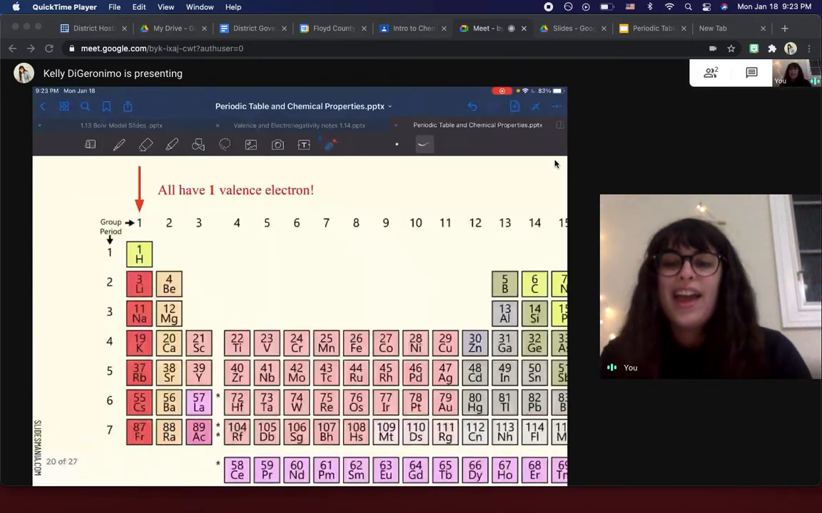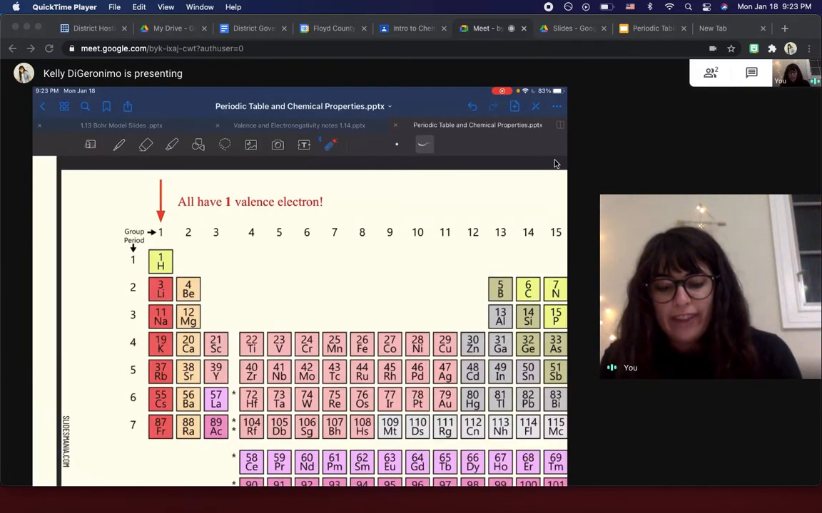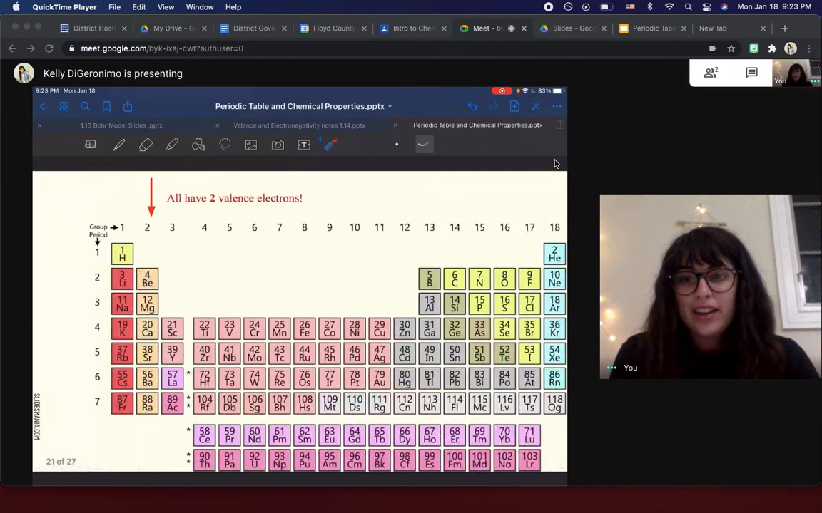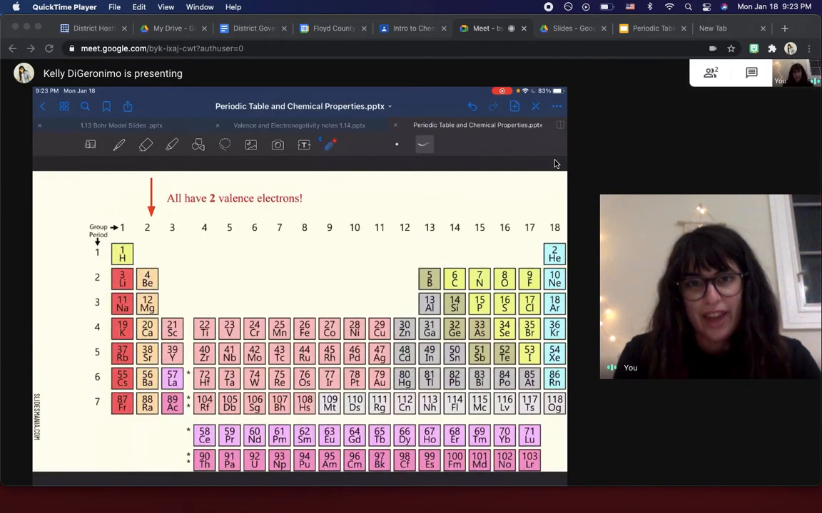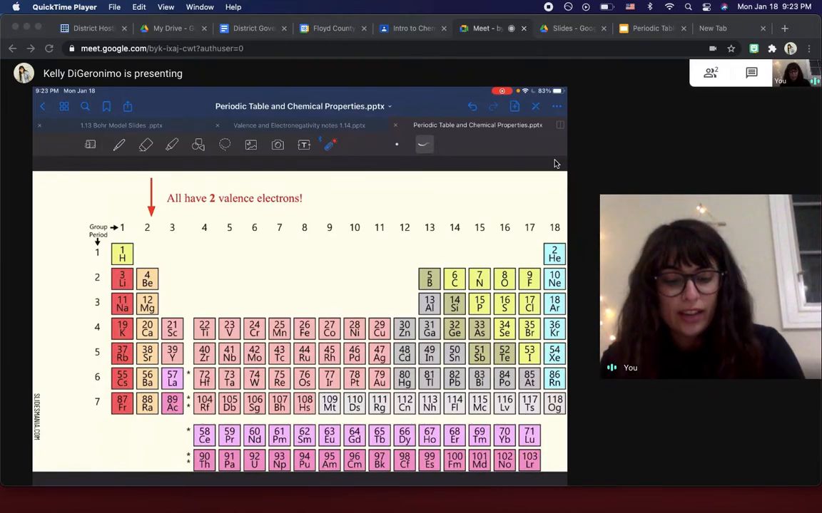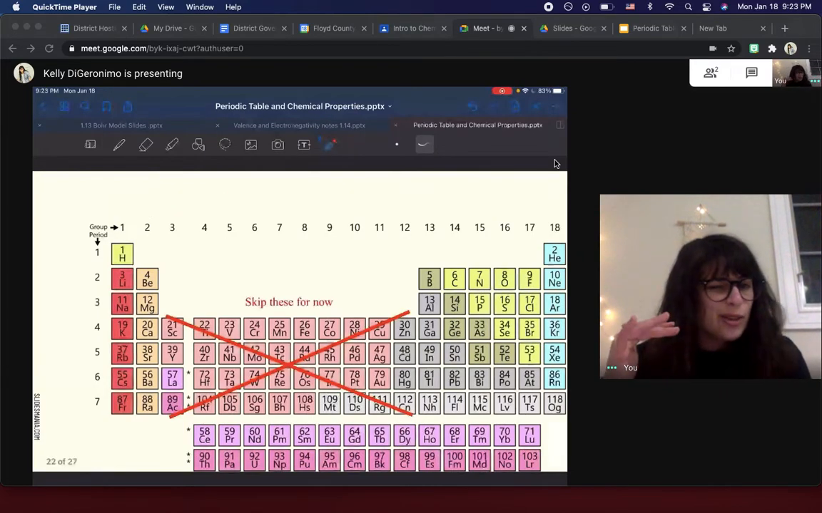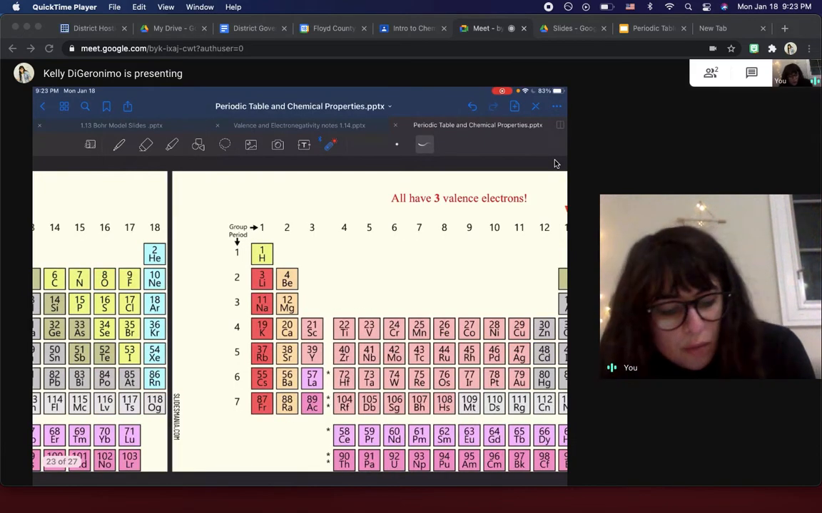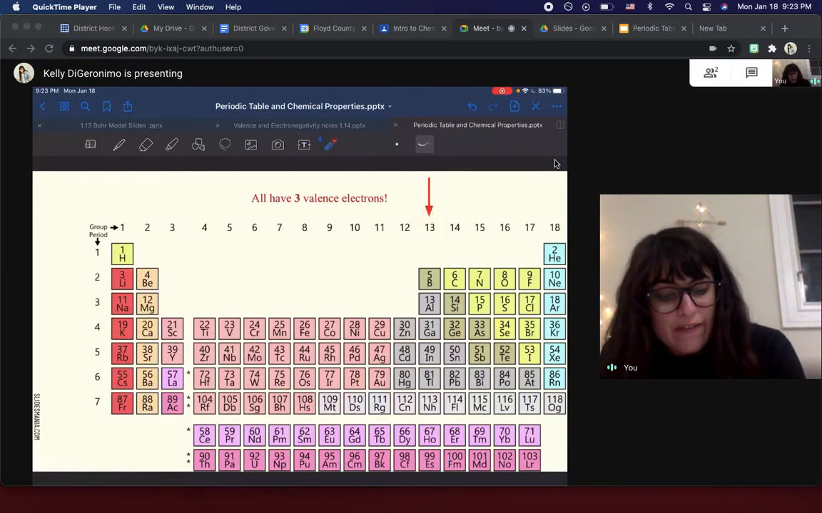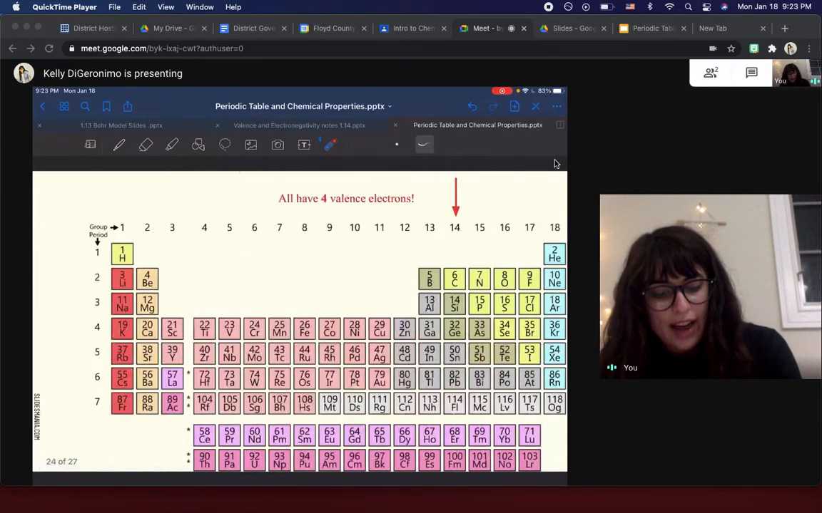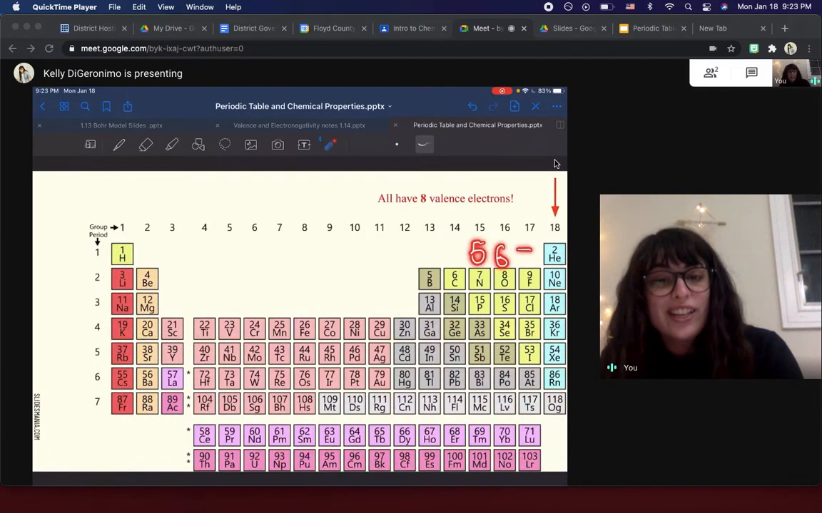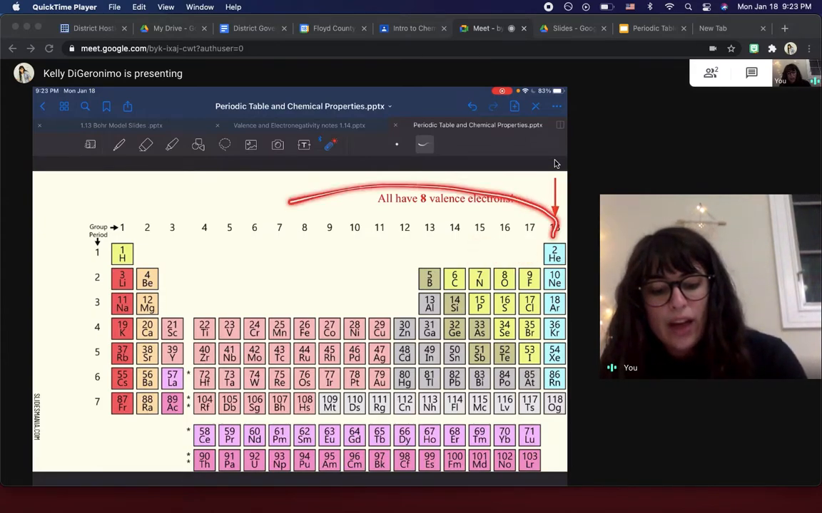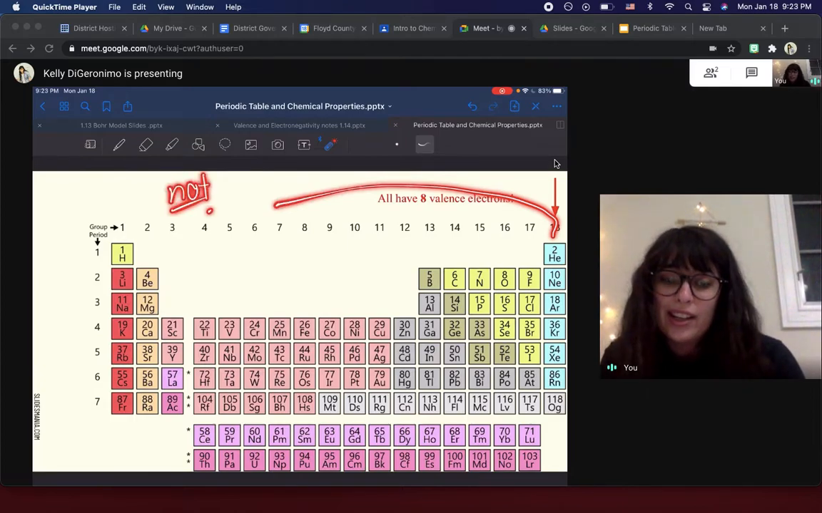So in group 1, every single element has a single valence electron. And in group 2, there are 2 valence electrons in every element. This pattern's going to keep going. Let's take it all the way to the end. Don't worry about the middle. We'll do that later. When you get to group 13, they all have 3 valence electrons. Group 14 has 4 valence electrons. Group 15 has 5, 16 has 6, 17 has 7, and the noble gases, 18, have 8 valence electrons. And remember, that's why they are not electronegative.